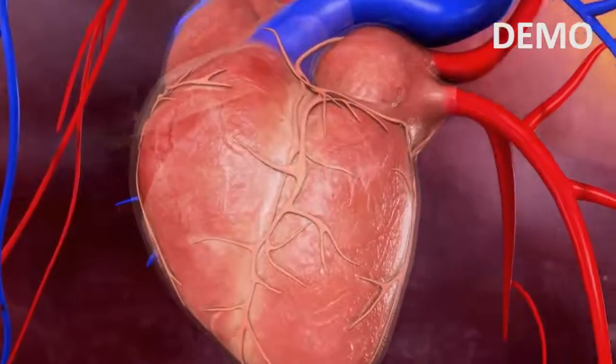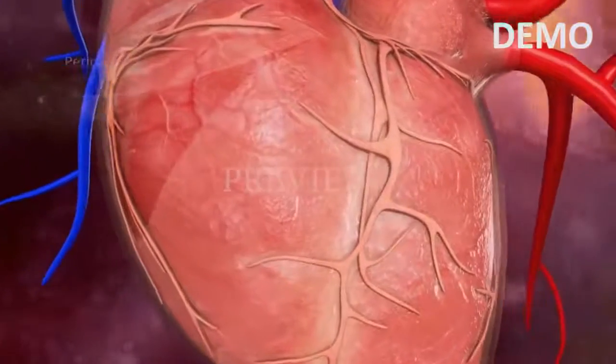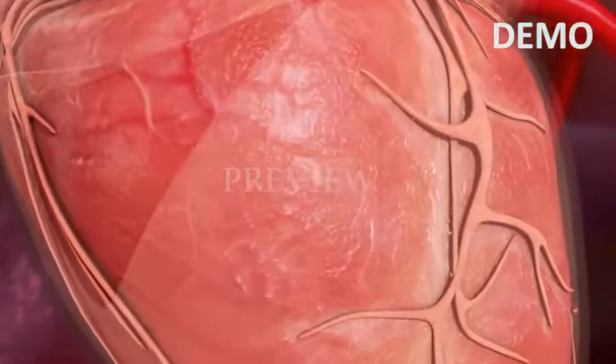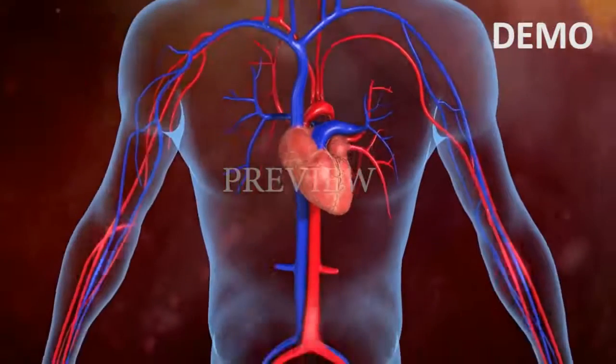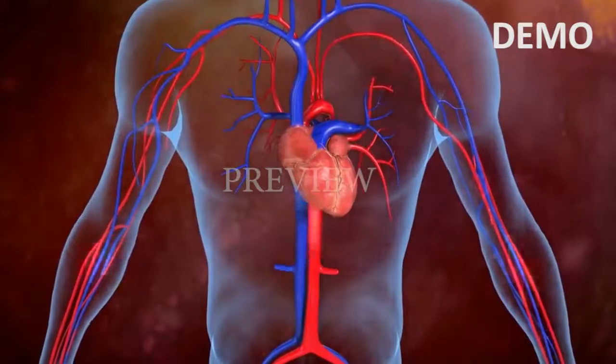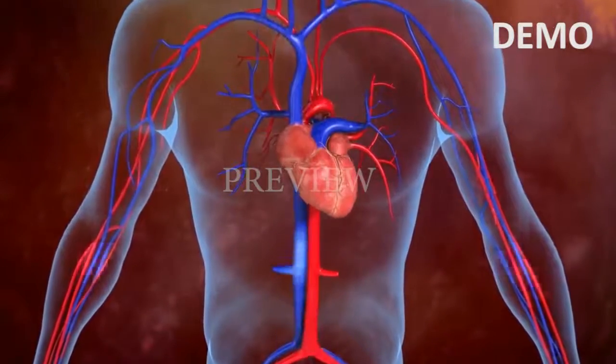It is covered by a double membrane called the pericardium, and its prime function is to pump blood throughout the body. Now let's learn about the structure of the heart.